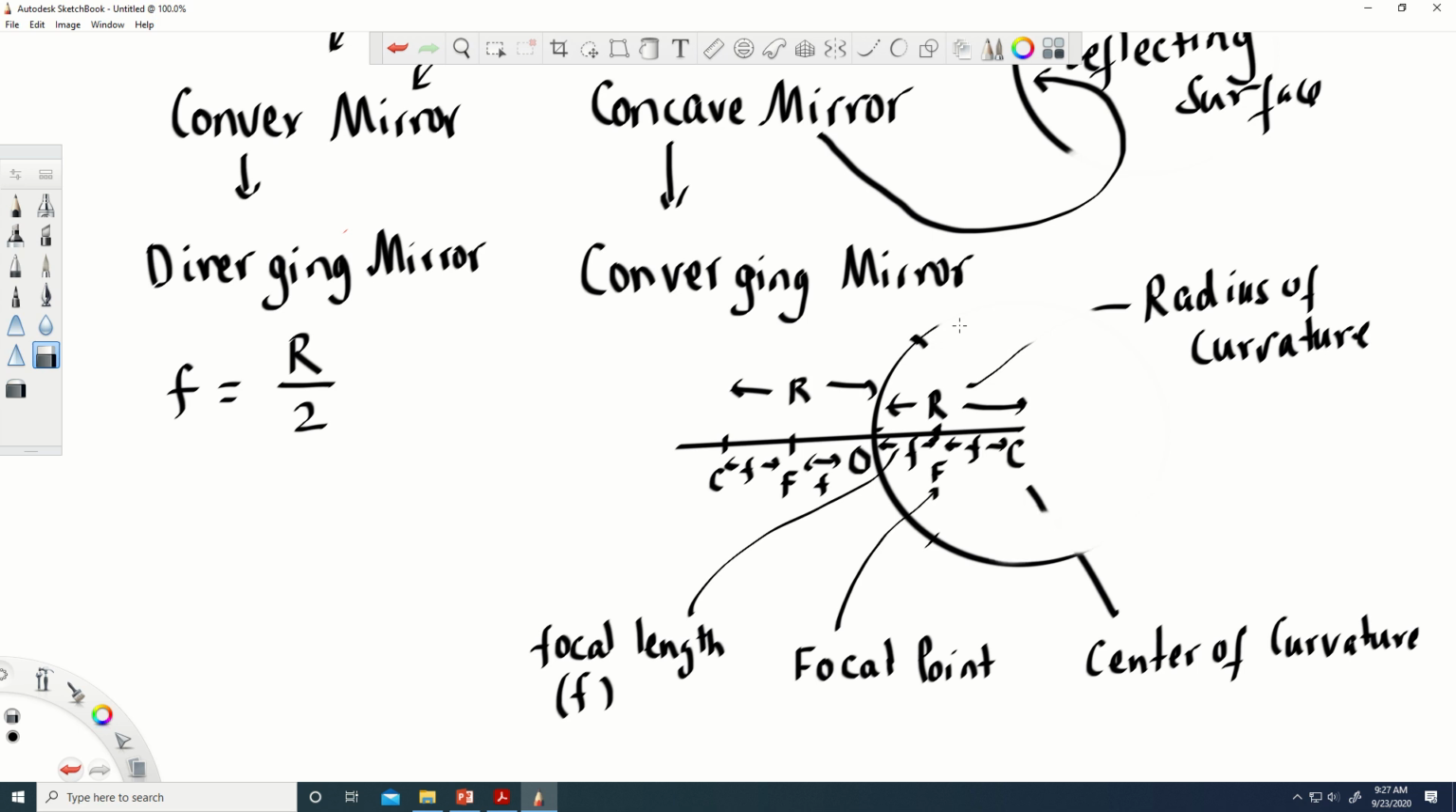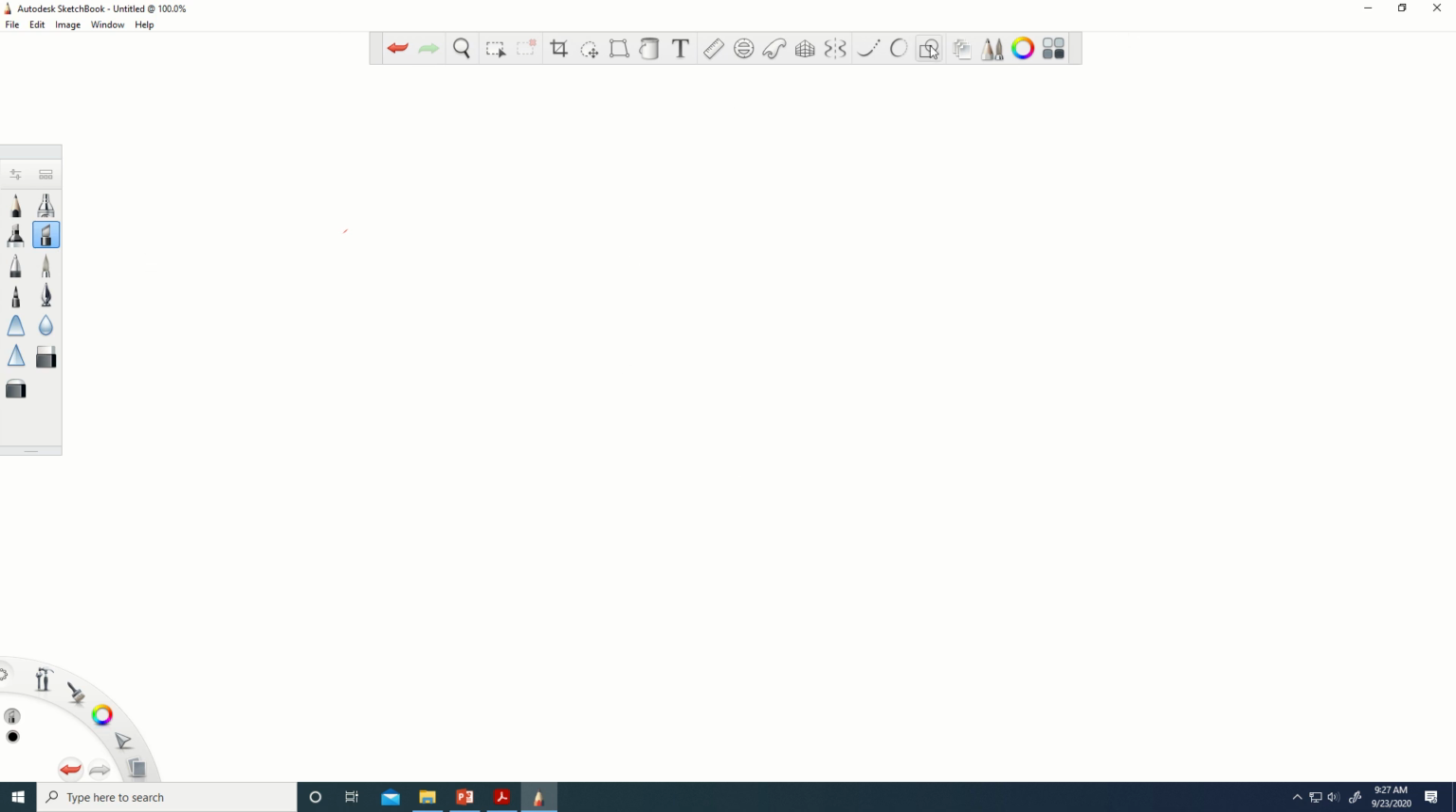So these are some of the properties that we need to know to deal with the mirrors. For any mirror, let me draw the mirror again here. So we have a straight line, and we have a mirror.